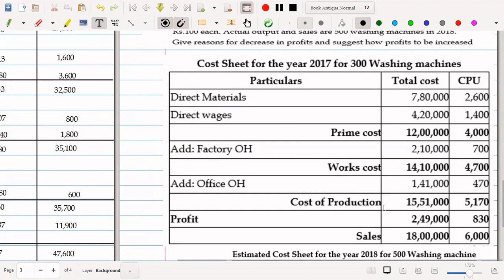cost of production. To this, sales is already given per unit, it is 6,000 multiplied by 300, it comes to 18 lakh. The balancing figure will be the profit. So this is regarding the 2017 cost sheet, very simple. And now let's see the estimated cost sheet.